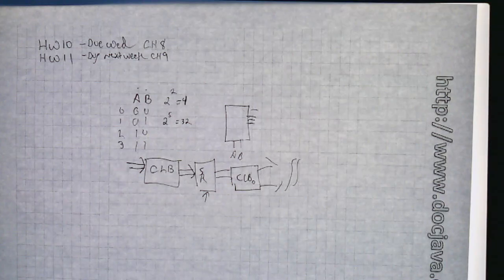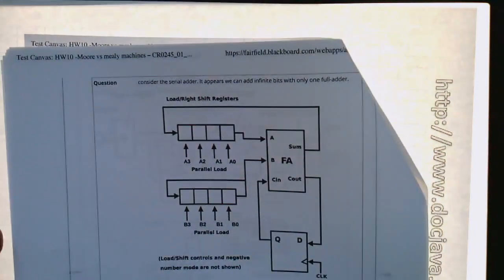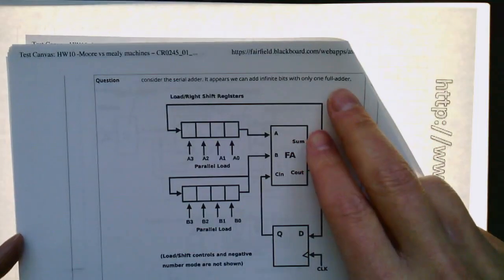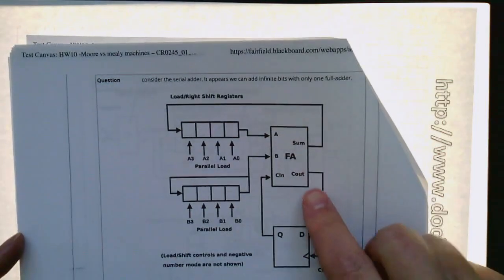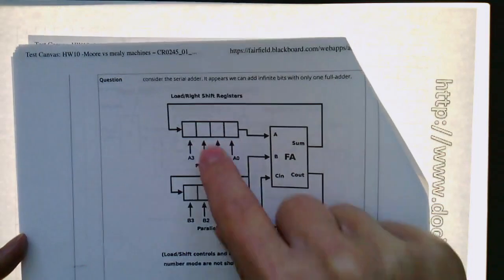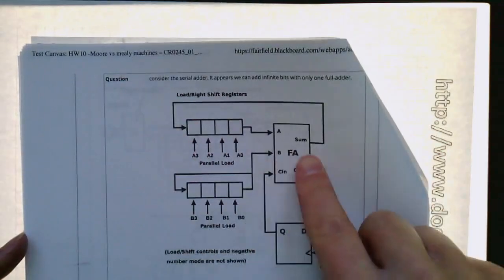So what happens with the serial adder is you have, and this is kind of like a picture, right? So we gotta show the picture. Right, here's the picture. It appears we can add an infinite number of bits with just one adder. So here's the adder, and here's the shift register, right? And what is it doing? Well, it's shifting the bits in, and this is adding one bit at a time.